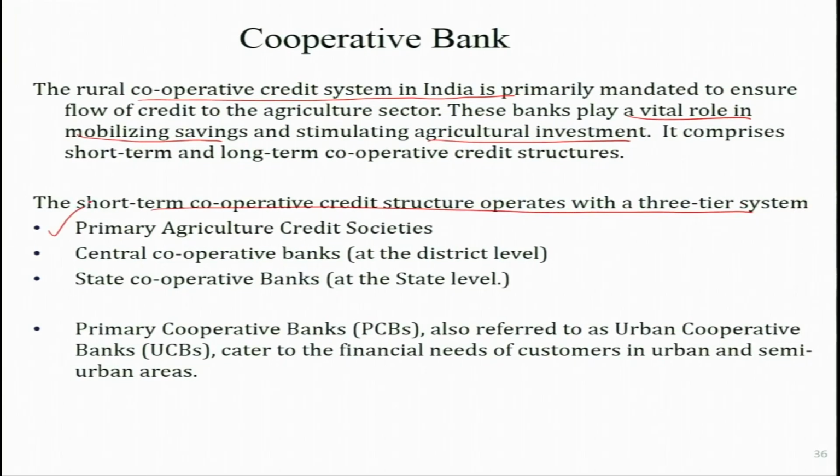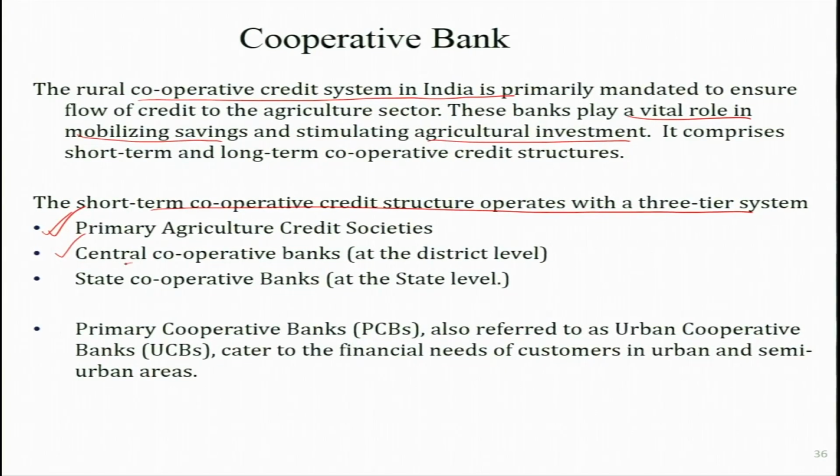One is called primary agriculture credit society. So that means normally primary banks, primary cooperative bank also we can say. Shortly people say primary cooperative bank, that you can see in your town or village. Especially in your village you can see primary cooperative bank, and it has a three-tier system. So at the bottom level you can see primary banks. Then at the district level they are linked to the district banks.